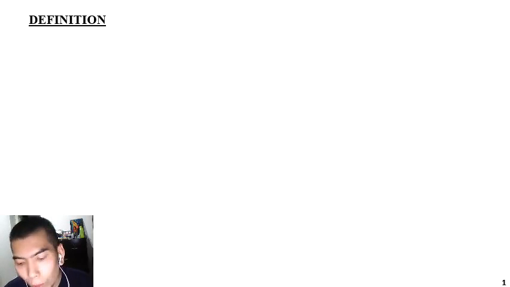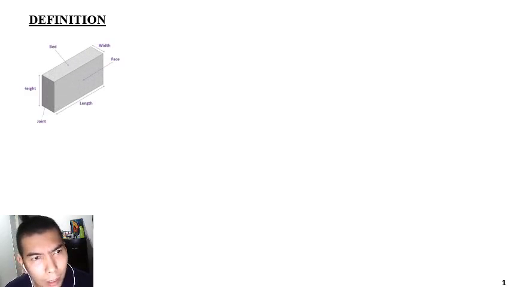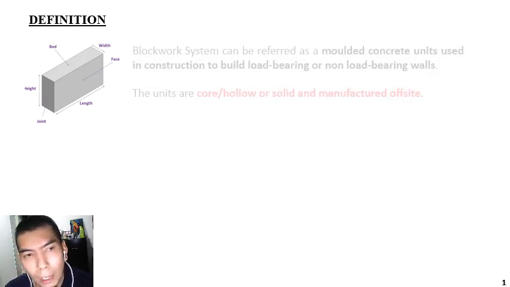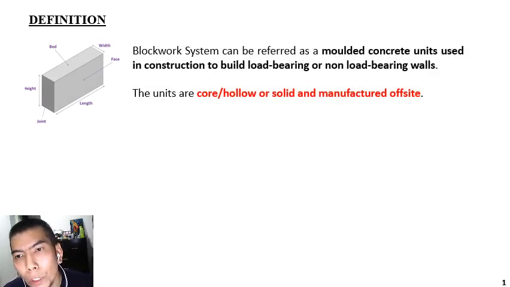For the introduction, as you can see in this diagram, these are the details of the blockwork: the length, height, the face, width here, and the joint there. It can be defined as molded concrete units used in construction to build load-bearing and non-load-bearing walls. So blockwork can be used in either type of wall, it's not necessary to use it for load-bearing walls only. Normally the units are cored or hollow or solid, and of course they are manufactured off-site.